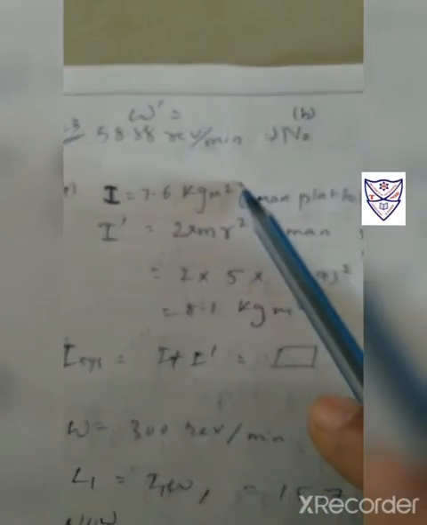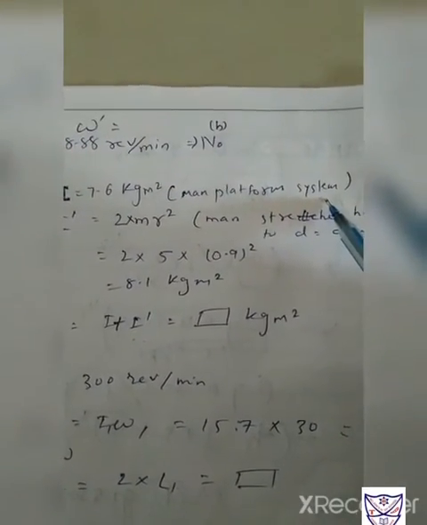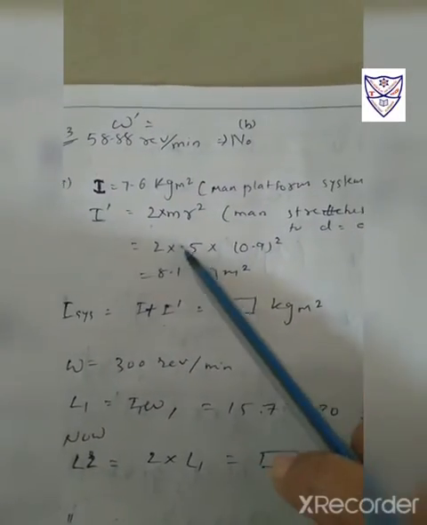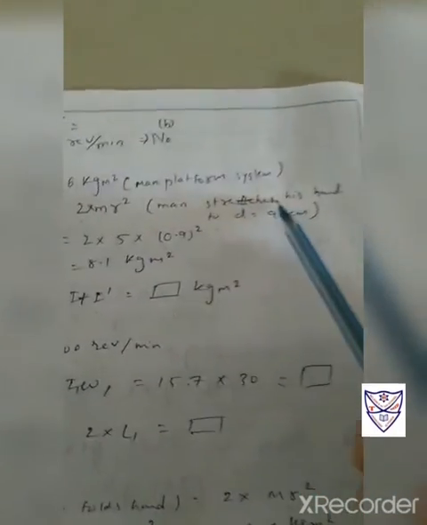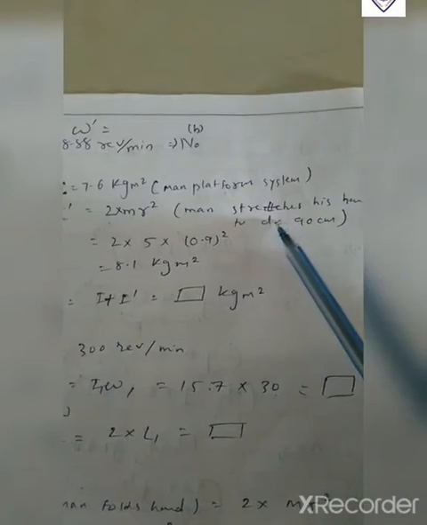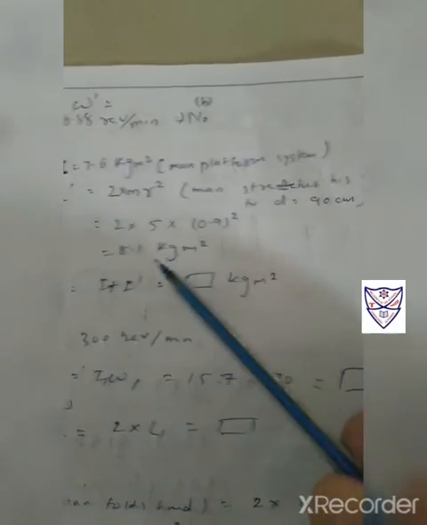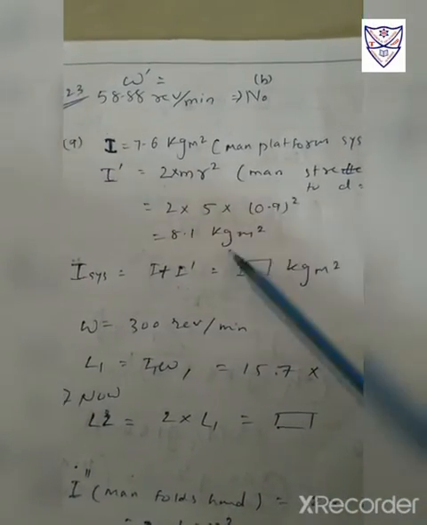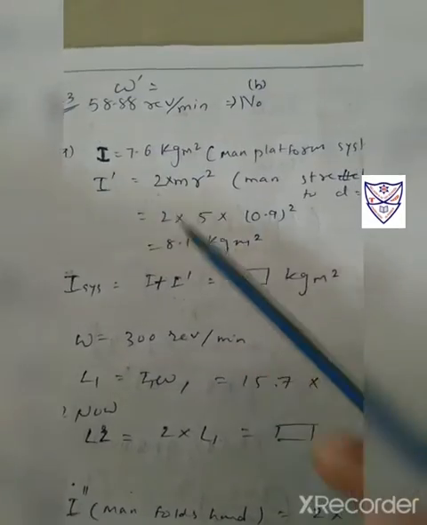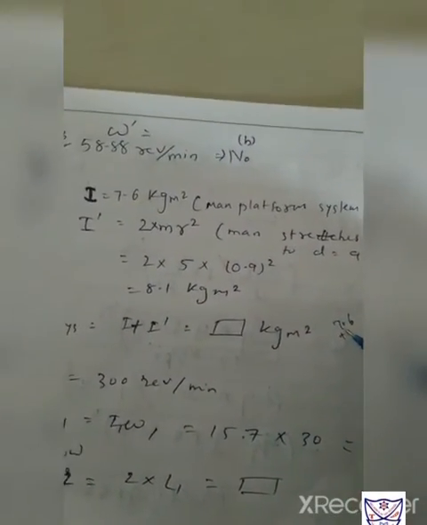kg meter square, for the man's platform system, where I dash is equal to double of that. So the man stretches his arm or hand so that it goes till 90 centimeter, and you will get your I dash. Now the system I will be I plus I dash. So add these two values, 7.6 plus 7.6 plus 8.1 will give you your system.